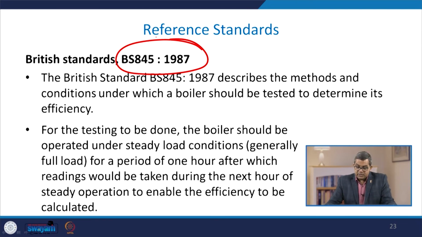This describes the method and conditions under which a boiler should be tested to determine its efficiency, because there must be some characterization, some standards or protocols through which we can determine the efficiency. Now, for the testing to be done, the boiler should be operated under steady load conditions, generally full load, that is, based on the rating, for a period of say 1 hour, after which the readings would be taken during the next hour of steady operation to enable the efficiency to be calculated.